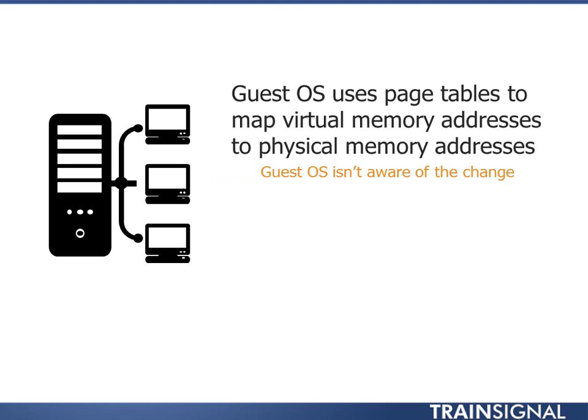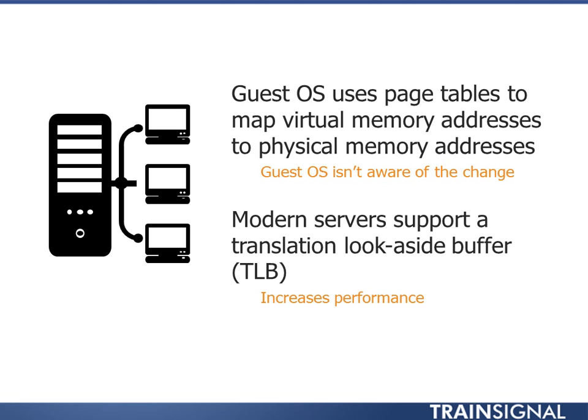The guest OS uses page tables to map virtual memory addresses to physical. The guest OS isn't aware of the change. He thinks he's writing to physical memory. VMware ESXi is fooling him. Modern servers support a translation look-aside buffer, TLB, which increases performance. Again, as virtualization has gone more mainstream, we see hardware vendors taking advantage of making it run quicker.